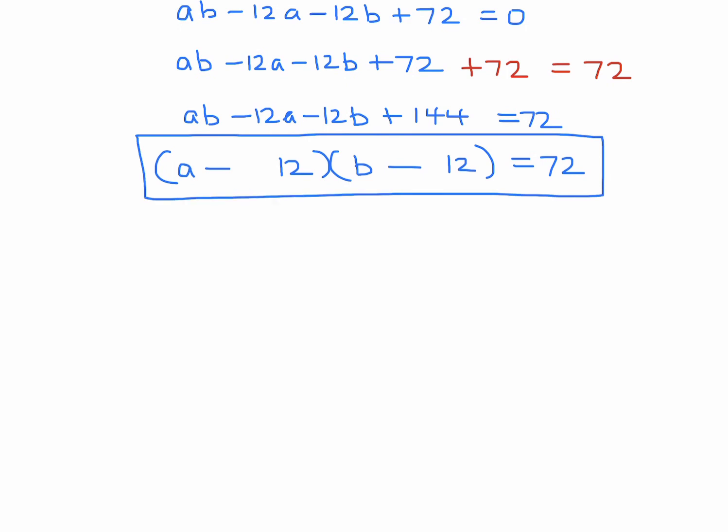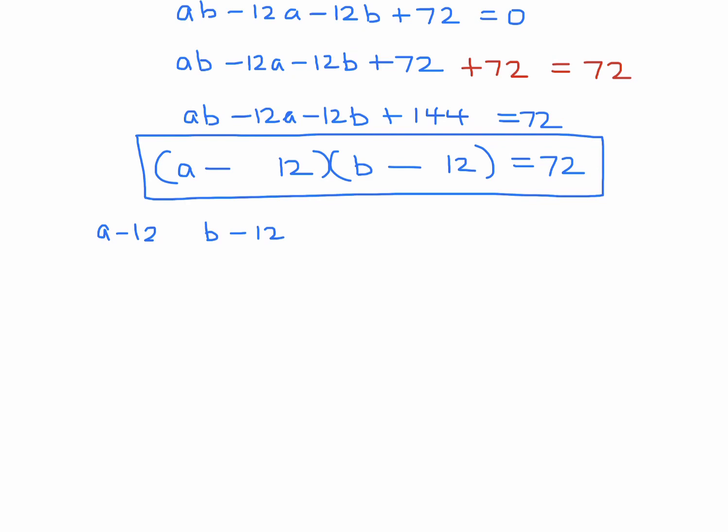Okay? Now, how do you do that? Well, basically what you do is you look at the prime factors of 72, and then you make each of these equal to one of those factors. So for example, let's make a list here. A minus 12 and B minus 12, correct?